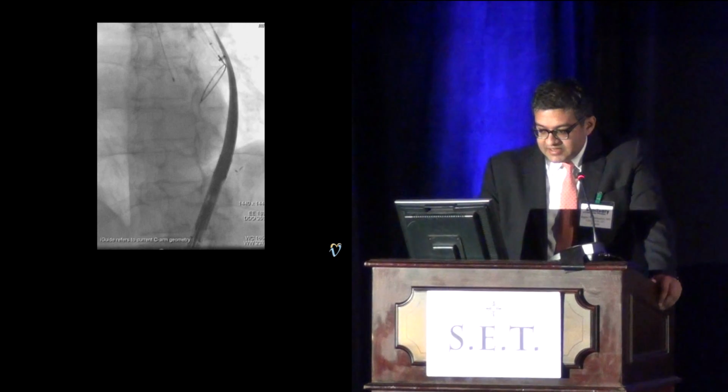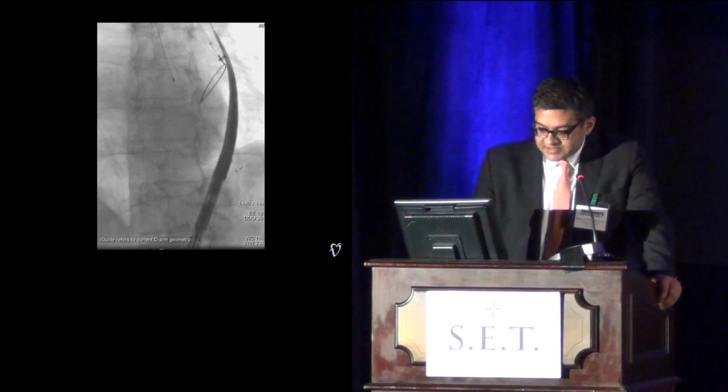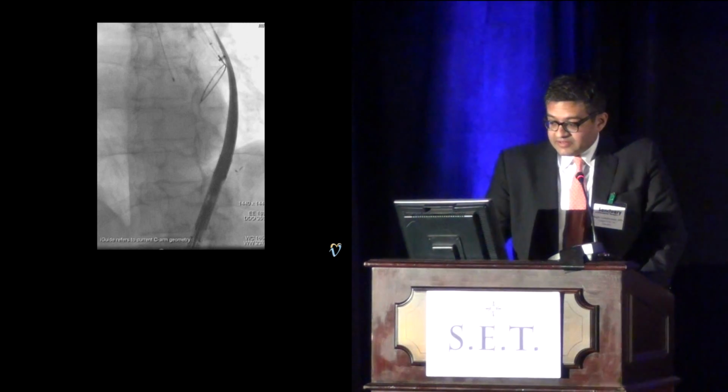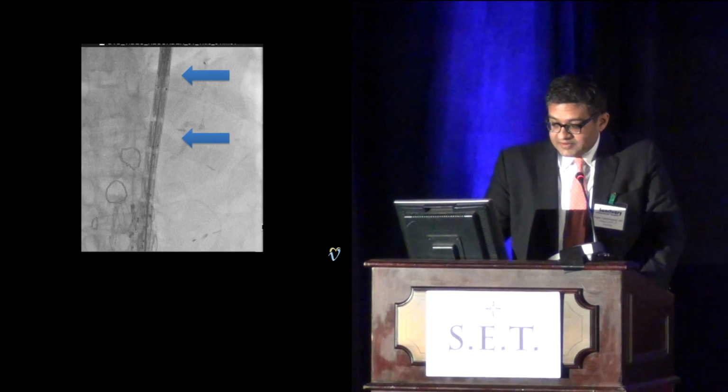So this is an image after the device is in place. Wires are gone through the access scallop, and from the upper arm, a sheath will be placed in the descending thoracic aorta, and the wire will be captured and snared. There you have it, snared, and there are two. You can do one at a time.